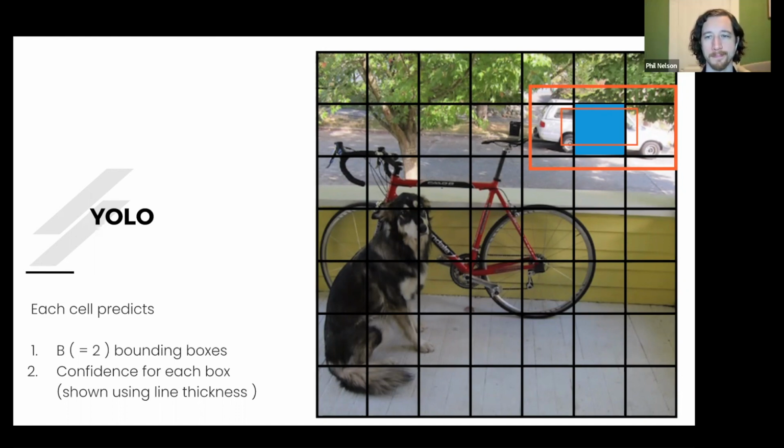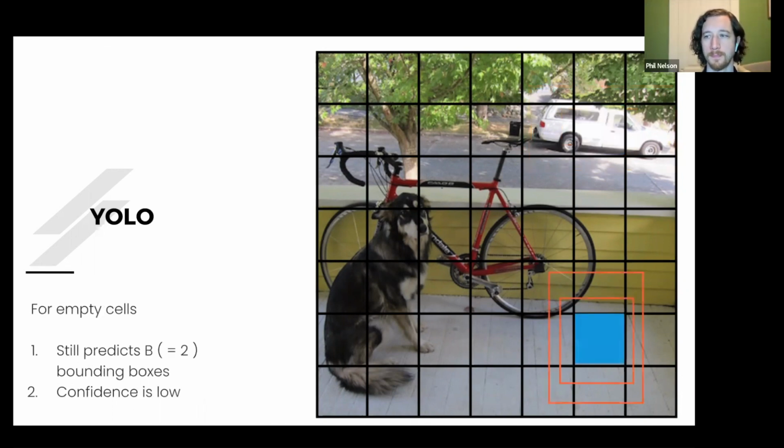Now, what about empty cells? Empty cells will still predict 2 bounding boxes, but the confidence would be low. And in the last stage of the detector, we will remove all the boxes which have low confidence. That is how we will get rid of all these different boxes.